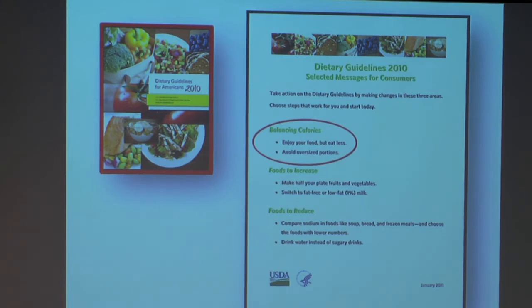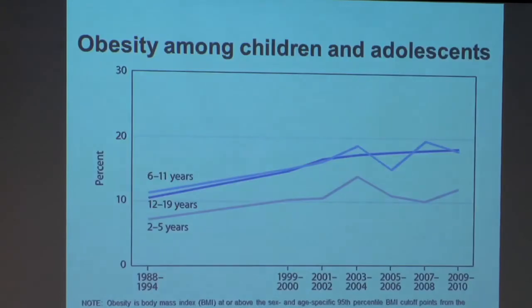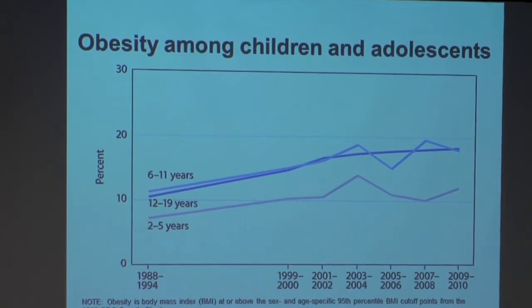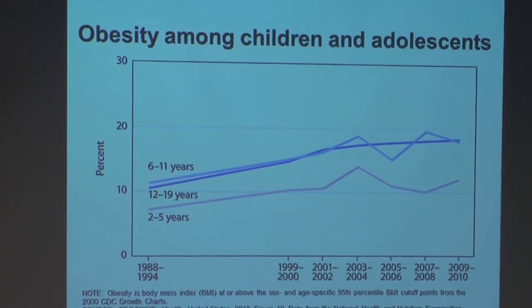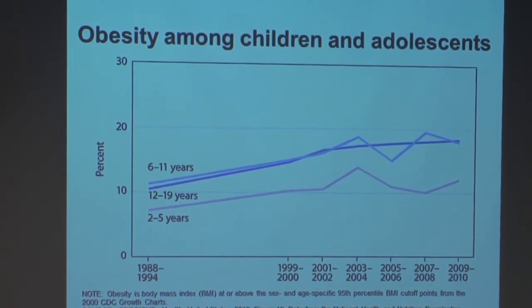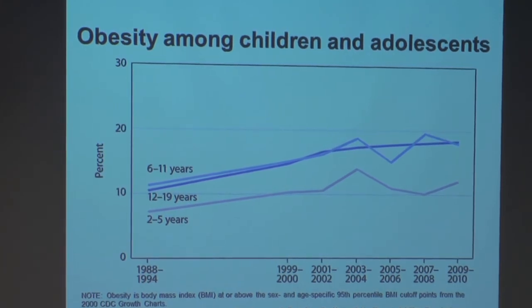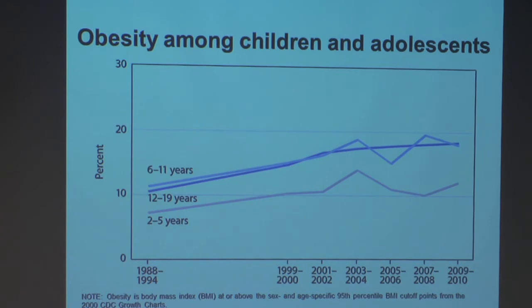We heard about that a little bit earlier. Enjoy your food, but eat less. And avoid oversized portions. So what does our data tell us in terms of these two kinds of messages? Well, we know obesity in the United States is a tremendous problem. And here, this is data up through 2009-10 looking at obesity rates among children and adolescents. So just look at 2 to 5-year-olds. What is it, about 11% are considered obese, and 12 to 19 and 6 to 11, it's up to just under 20% of these very, very young children are considered obese.